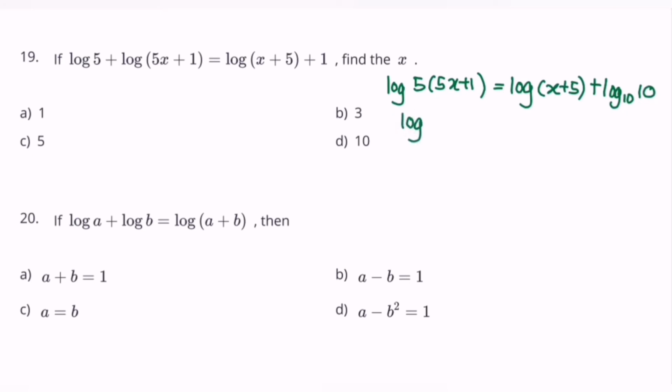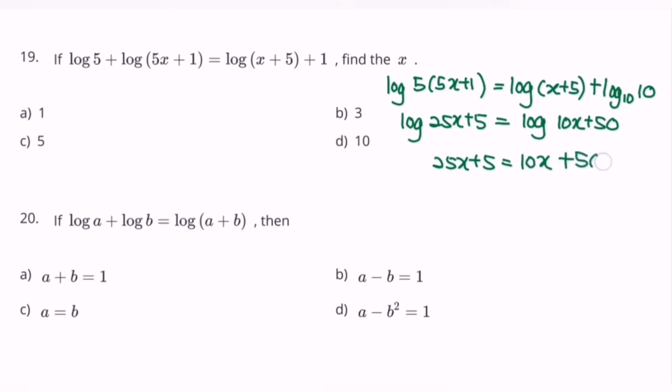Log of the bracket, we have 25x plus 5, which is equal to log base 10 of the situation 10x plus 50. So in here, compare the base, and we will have 25x plus 5 equal to 10x plus 50. Rearrange the situation. So we will have 15x equal to 45. So x will be equal to 3. From here, the answer for question 19 will be B, which is x equals 3.